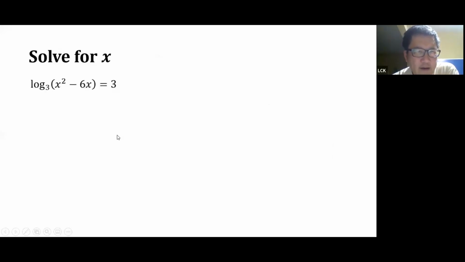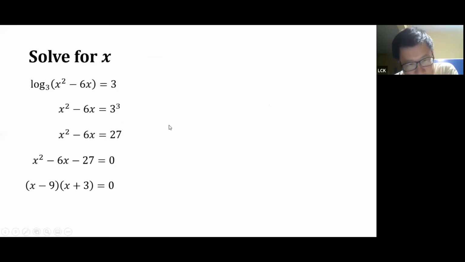Okay, let's go on to another question. Again, solve for x. Simple again. You have x squared minus 6x, 3 to the power of 3. This 3 here is the base, so this 3 becomes the base, and this 3 goes on the top. And of course, this is equal to 27. Bring it across, factorize, and x equals 9, x equals minus 3.